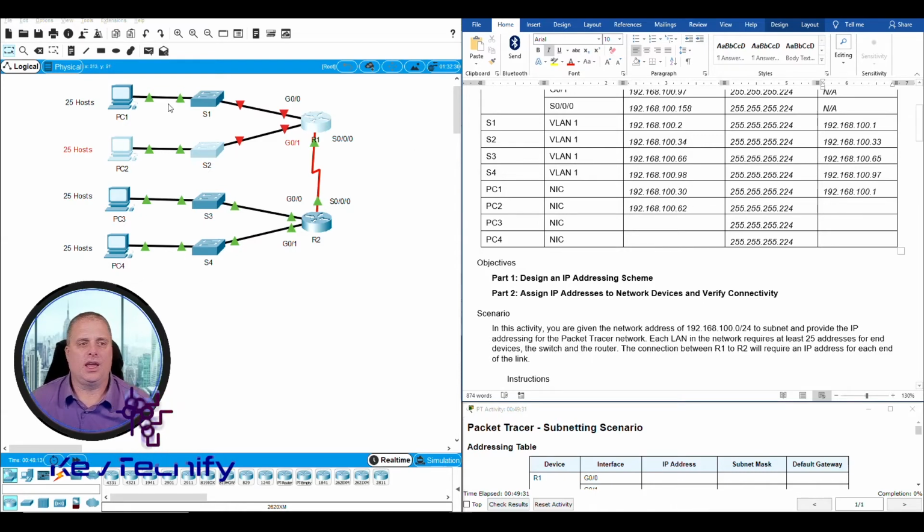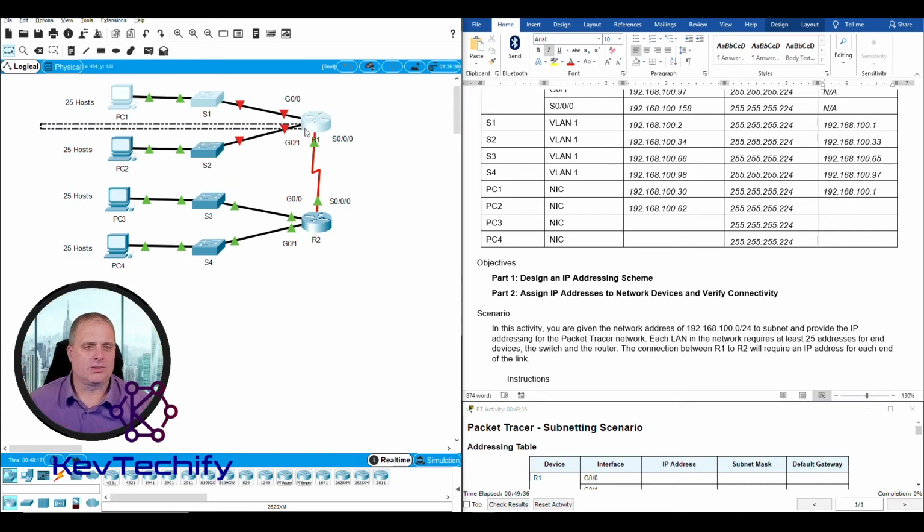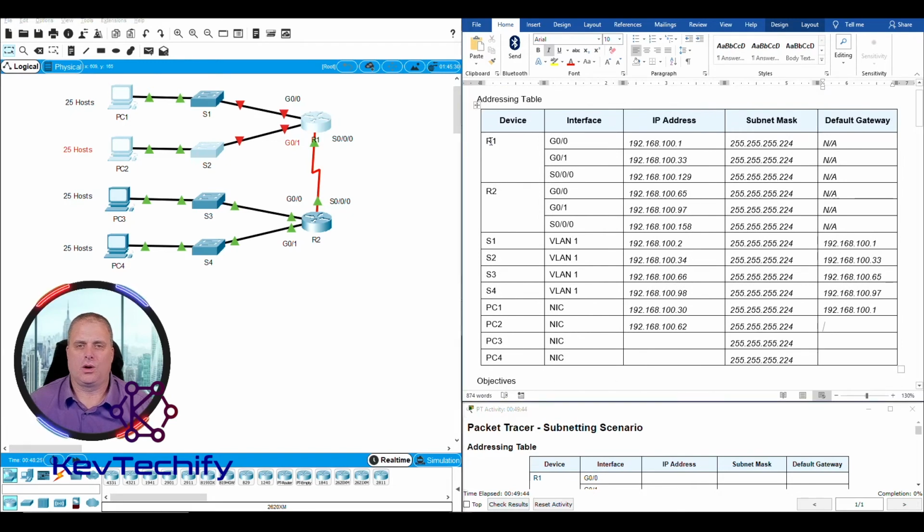And our default gateway. Once again, this is our network. This right here is the interface that is our default gateway, gig 01 on R1. Here's R1, gig 01. And this is our address, 192.168.100.33.